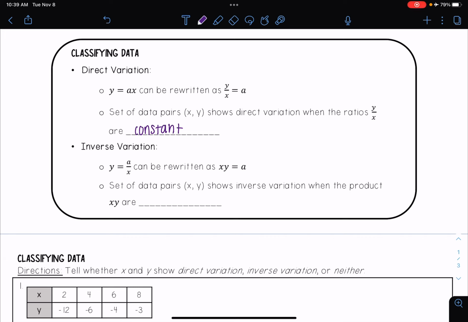For inverse variation, we know that the equation is set up as y equals a over x. So if we solve that for a, we see that it can be written as x times y is equal to a. And so when we have a set of data pairs, we can see that it shows inverse variation when the product x times y is constant. So if you take your data pairs and you multiply those numbers, and if they end up being the same number, that means it's going to be inverse variation.